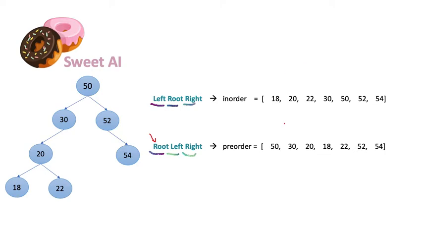So what do I mean by that? As I said, it starts with the root node. So 50 is the root node. If I find this root node here in the inorder array, we know that whatever comes before this node is going to be on the left side of this node, and whatever comes on the right side of this node is going to be on the right side of this node.